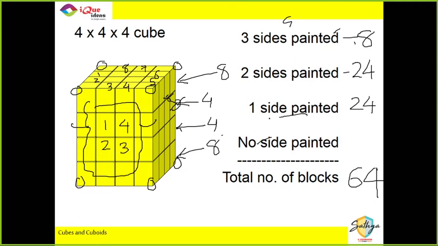Did you understand? There are 4 pieces in the middle, not touching the edges. There are 4 pieces in the middle. So one face has 4 center pieces. Total, there are always 6 faces. So 4 multiplied by 6, total there should be 24 pieces.